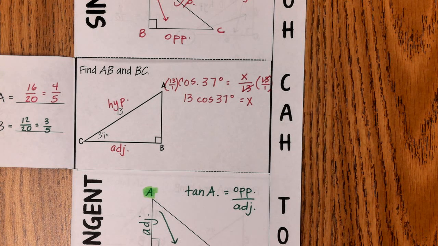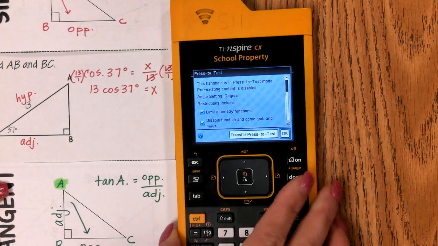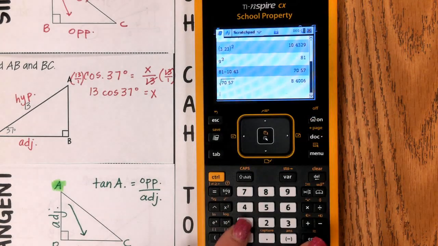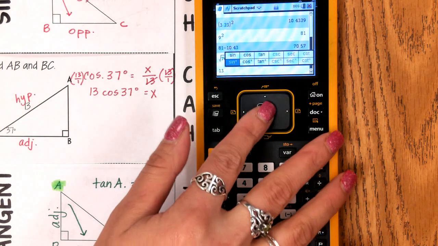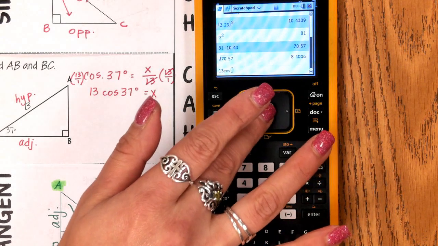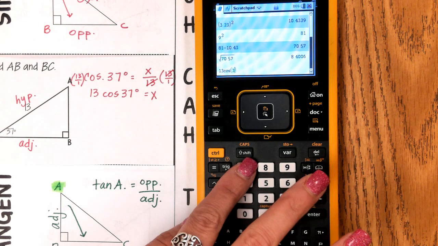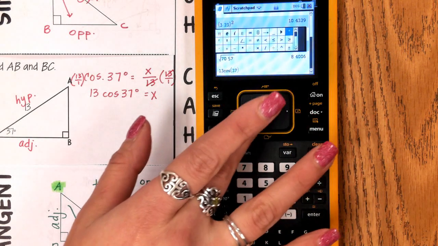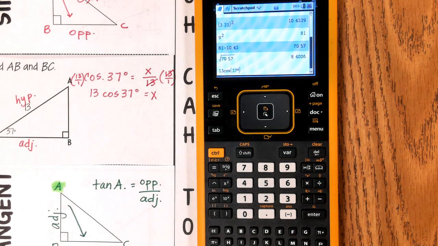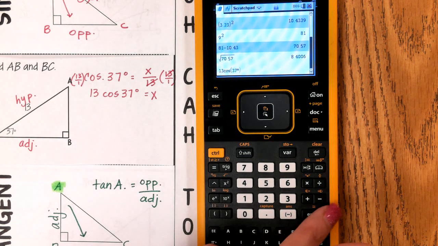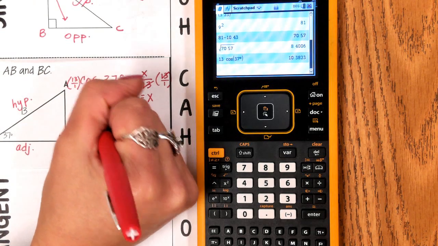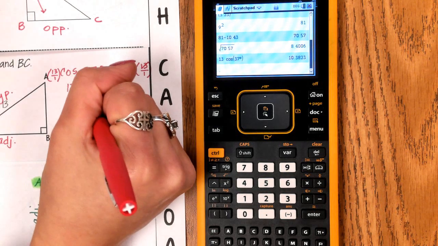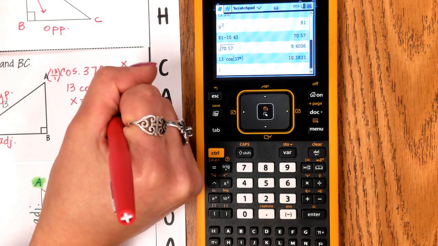So now you're going to, again, get your calculator. And what we would type in here would be 13. Again, you would go to your trig function. You would go to cosine this time. And you would type in 37. And then again, you would find that degree symbol. Okay, if you don't type in the degree symbol, it might not come out correct. So you need to make sure that you're doing that. So when I do that, I get my answer. X is 10.38.